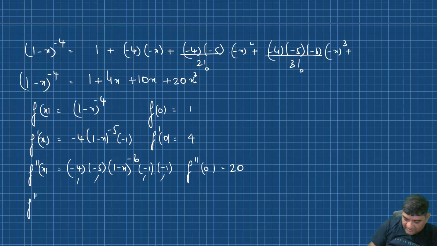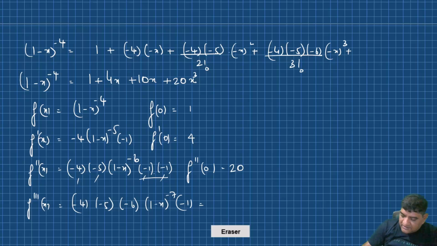And now f triple dash of x. So let's differentiate this. Minus 4 into minus 5, that remains. Now when I'm differentiating the function, it's minus 6 into (1 minus x) to the power of minus 7. That will have a negative. These two are going to become positive. So overall I'll have a negative. And from here I can say that f triple dash of 0 is simply going to be positive, which is 5 times 4 is 20, times 6 is 120, and that's it. So let's go to the Maclaurin expansion.